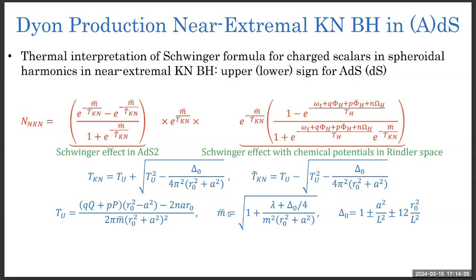Yeah. If you have a charge detector at spatial infinity, you measure this leading term. All other terms are exponentially suppressed. This term is much more suppressed than this term. So your charge detector located at spatial infinity will measure this Boltzmann type distribution.